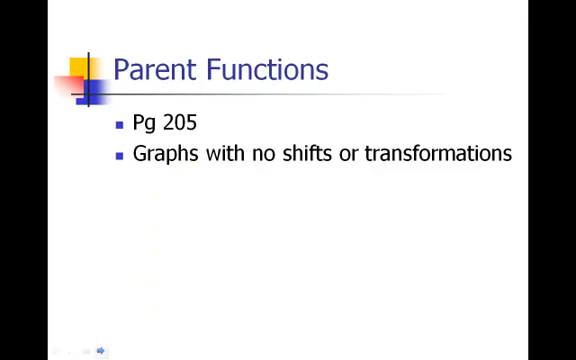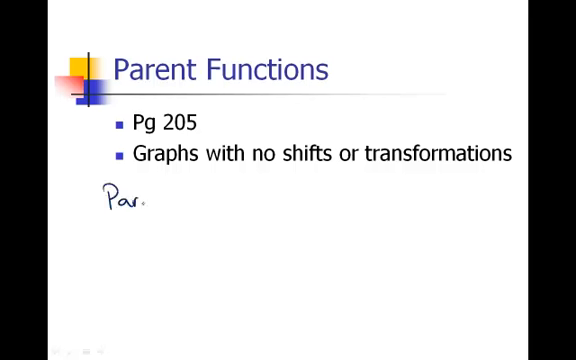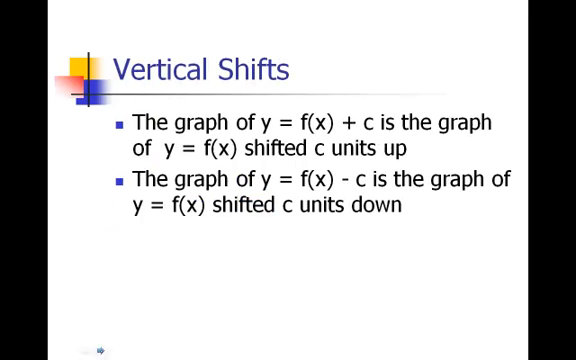If you'll start by opening your book to page 205, there are several graphs, 7 of them, of what we call parent functions. These are graphs that do not have any shifts or translations. And we talked about parent functions last year. So you should know these basic parent functions on page 205. The constant, the identity, which is the linear, absolute value, quadratic, square root function, cubic, and cube root function. So you should be familiar with all of these parent functions.